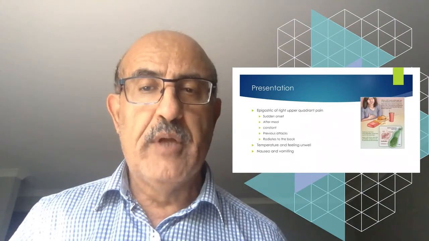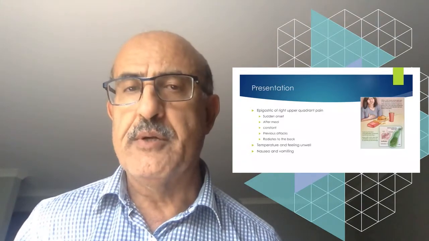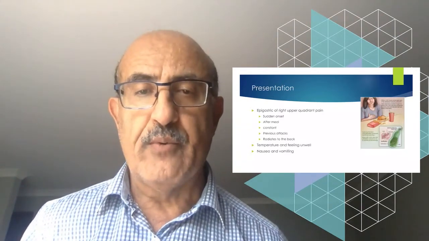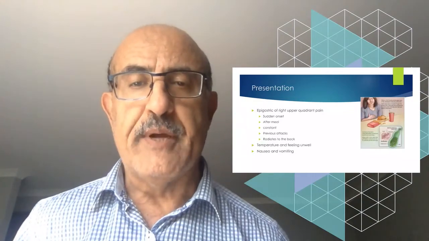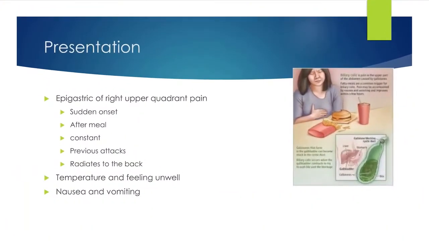Now, there will be a typical form of presentation of acute cholecystitis that we need to know, which means that the question that we are going to ask the patient will be presented here. Typically, it's an epigastric pain or pain in the right upper quadrant. Sometimes it starts epigastric and then moves to the right upper quadrant.